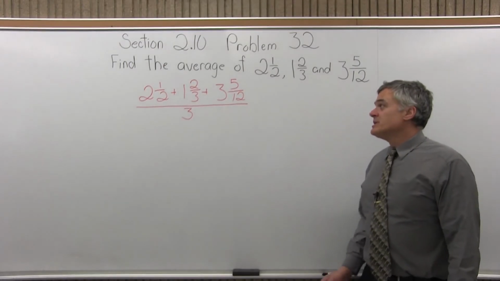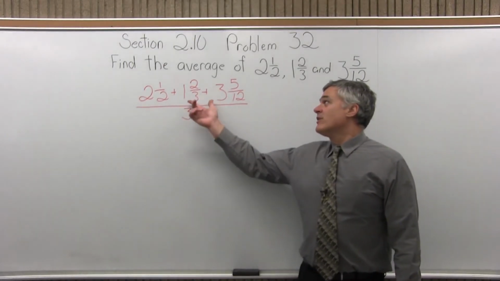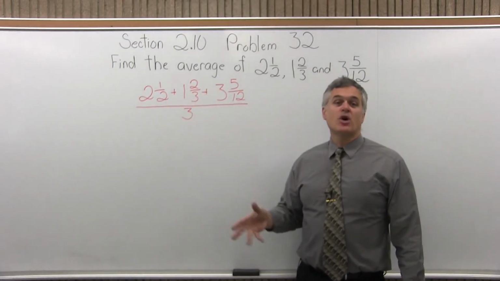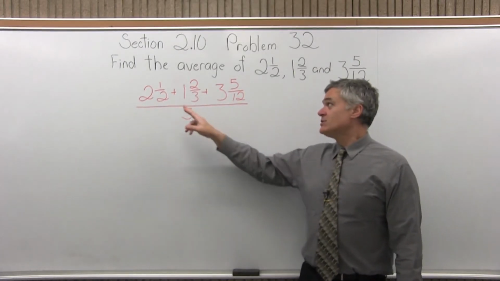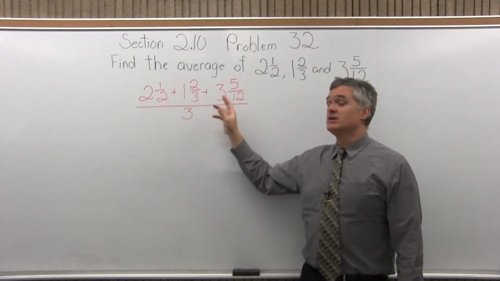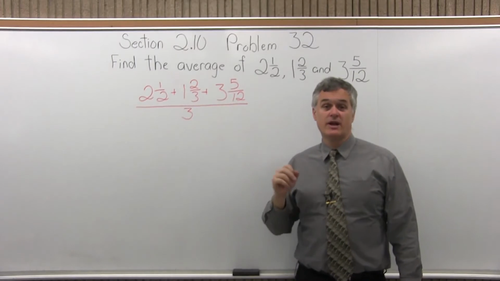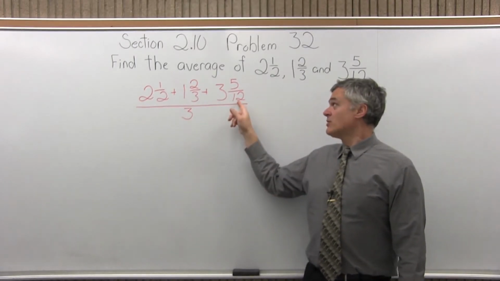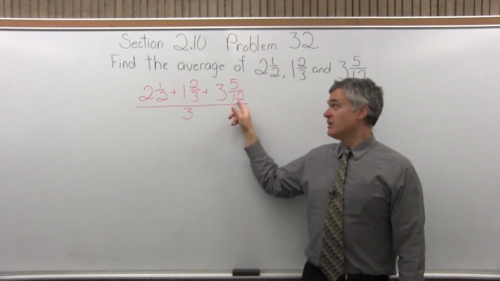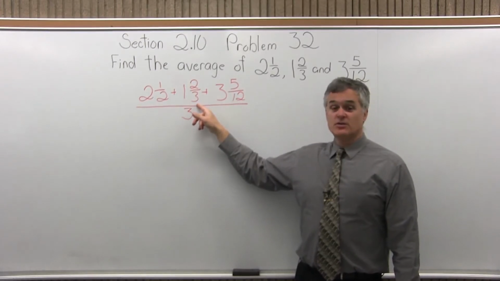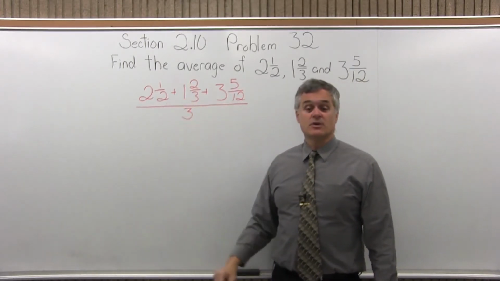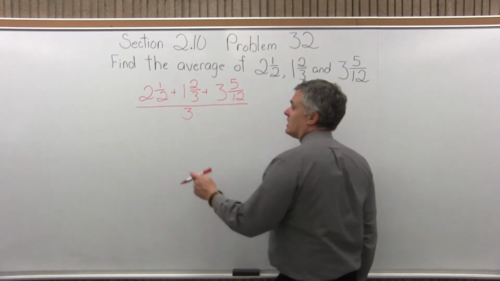So the first thing I have to do in order to add the three fractions in the numerator is come up with a common denominator. So I have denominators of 2, 3, and 12. So I want a number that they all divide into evenly. So 12 would work well. Of course, 12 divides into 12 evenly. 3 divides into 12 evenly. 2 divides into 12 evenly.